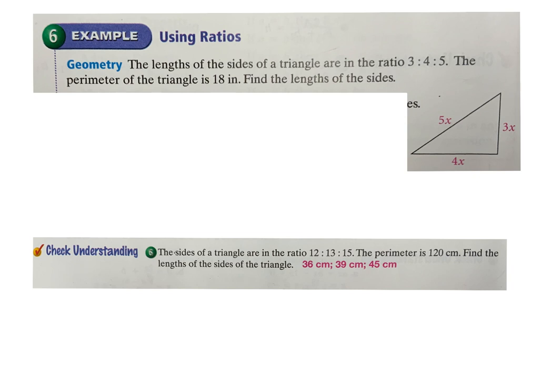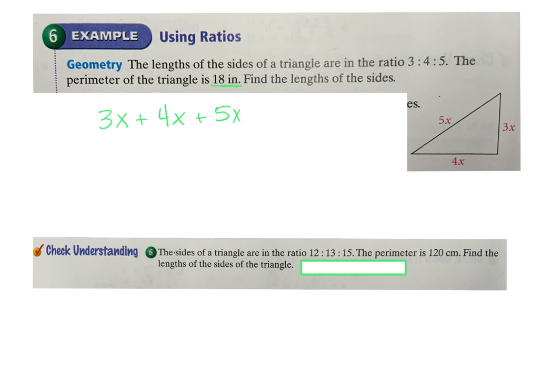It says find the lengths of the sides. All right, so it actually wants you to find the side lengths here for the triangle that they are giving us. All right, so let's look at this. They have 3x, 4x, and 5x here. They have given us the perimeter of the triangle. Perimeter of a triangle is just like perimeter of anything else. You just add up the sides. So if I want the perimeter of this triangle, I'm going to say 3x plus 4x plus 5x.